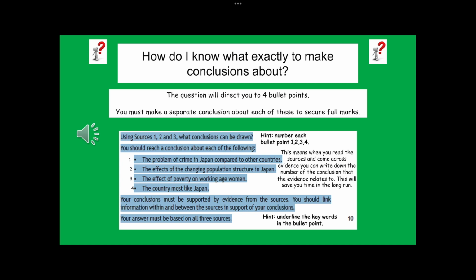One good hint is to number each bullet point 1, 2, 3 and 4. This means when you read the sources and come across evidence, you can write down the number of the conclusion that the evidence relates to. And this is going to save you a lot of time in the long run. Because remember, you will only have around 18 minutes to complete this question. It's also a good idea to highlight the keywords or underline the keywords in each bullet point.